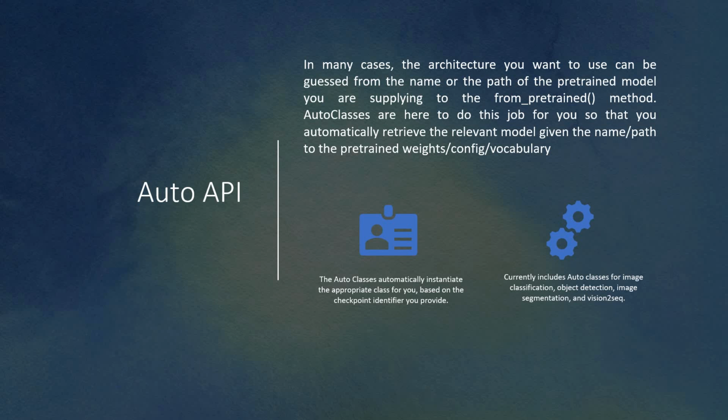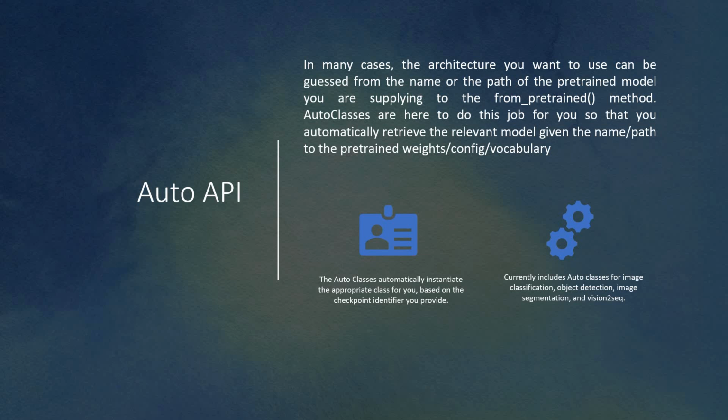People who are using it frequently will understand it. So, by the name or the path itself, you will be able to predict it. Auto classes here will help you get that job done. They will automatically retrieve the relevant model with the given name in the path, and it will help you in identifying it very easily.